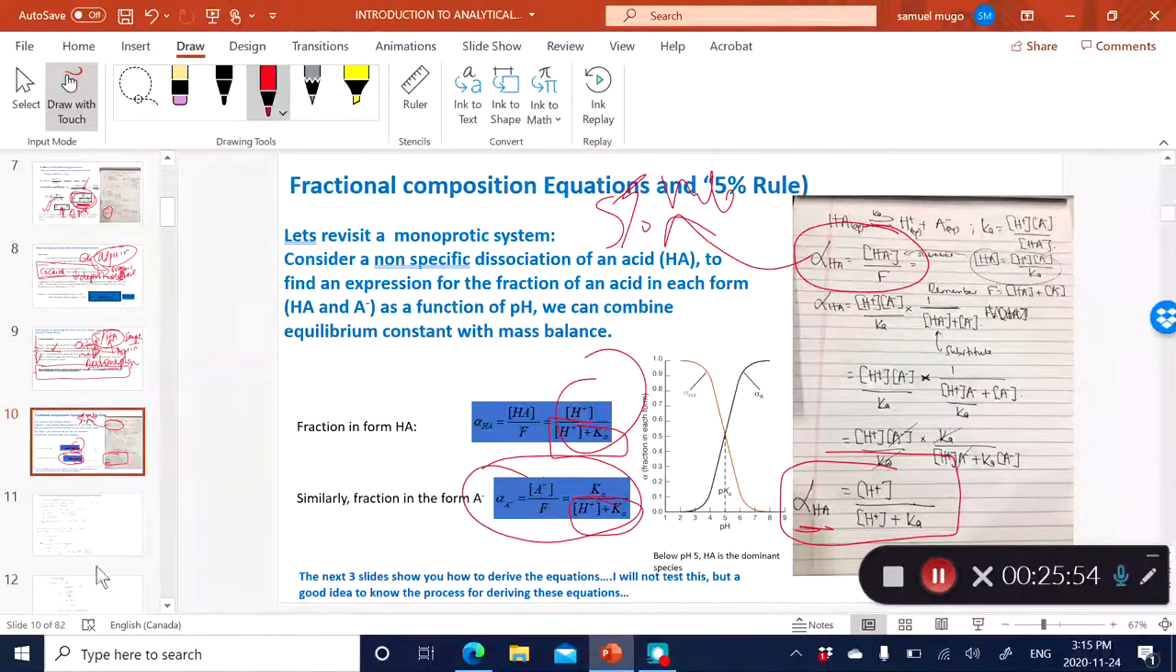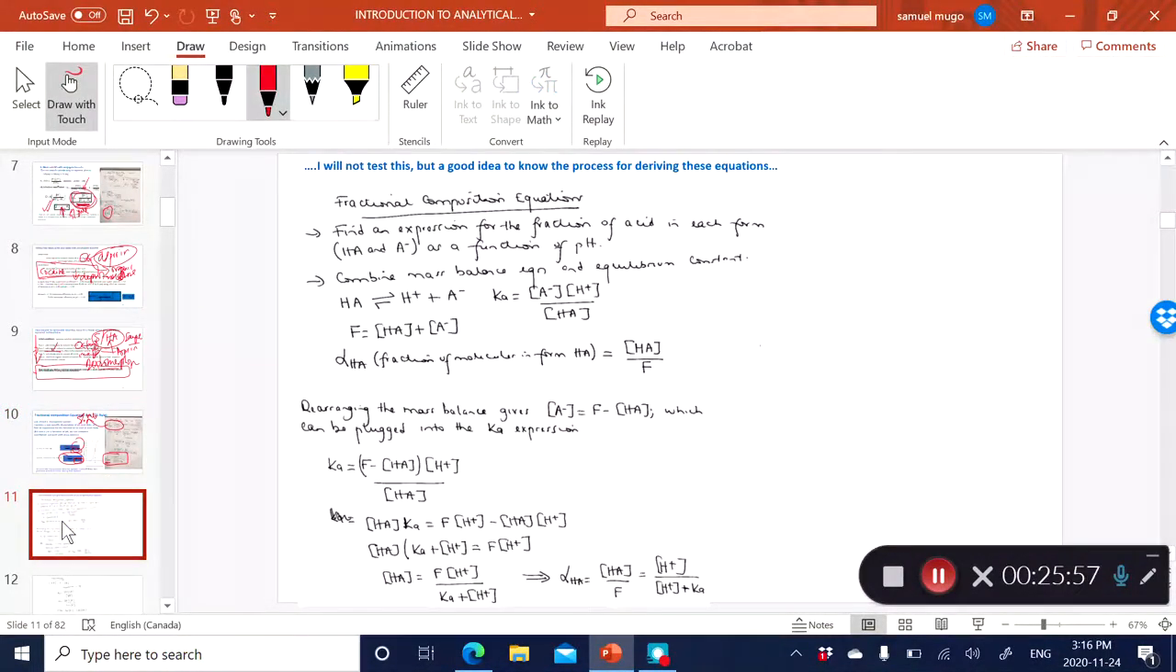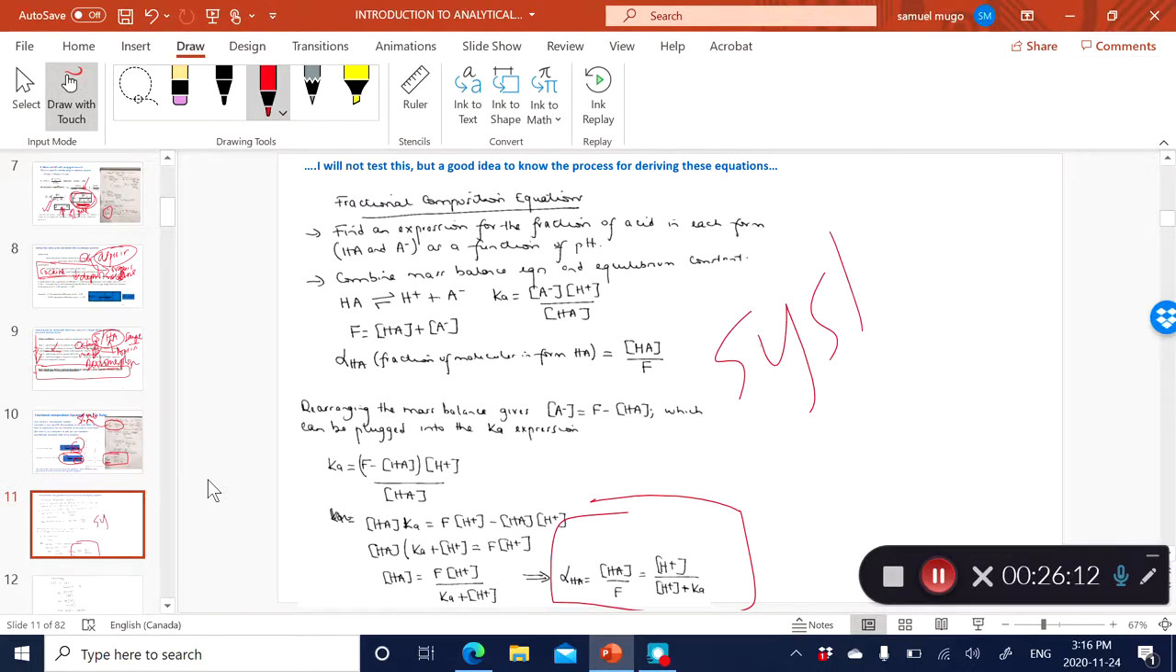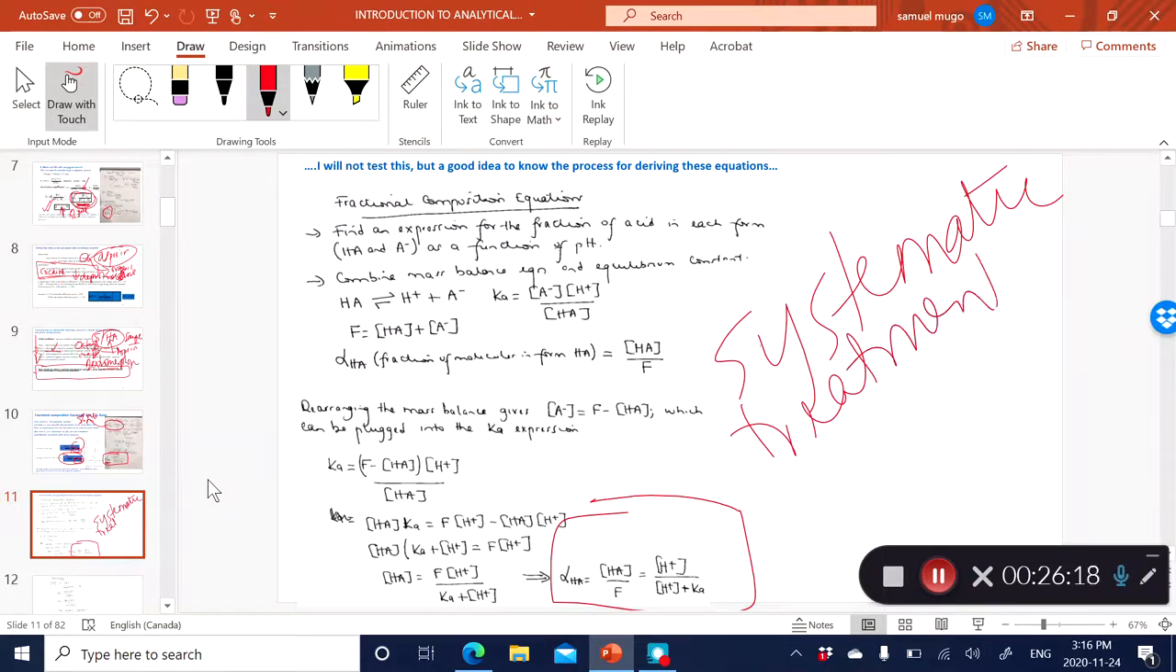All right? And the next slides, you don't need to memorize these. I just want you to see the process so that you see those equations that I have are not extracted from thin air, they're just very easily derived from systematic treatment of equilibrium. People call it systematic treatment of equilibrium.